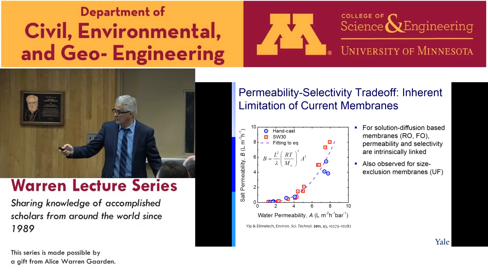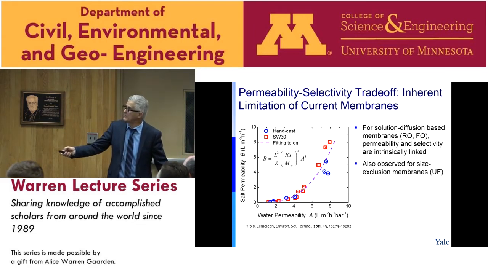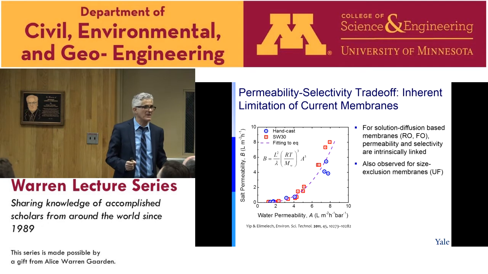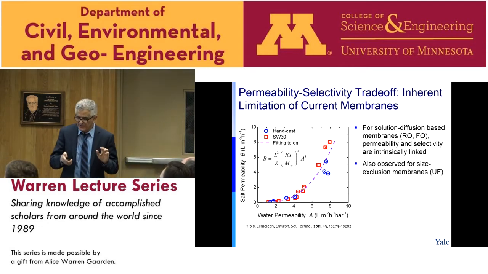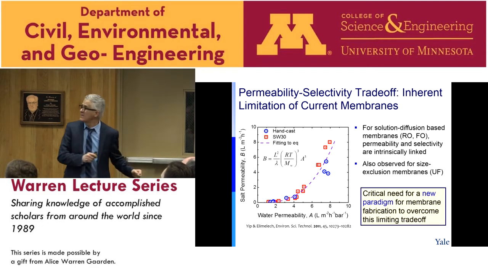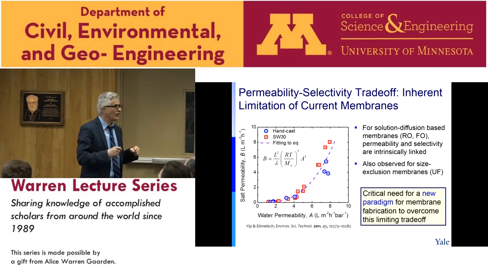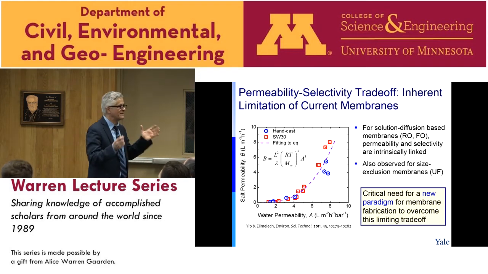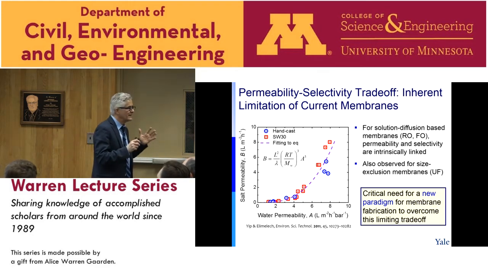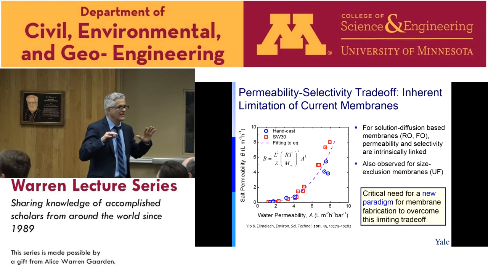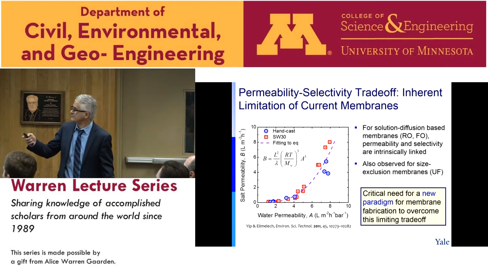Or at the other end, if you want higher water permeability, more salt will go through the membrane. This is really an inherent limitation, and we need to think now about a completely new paradigm that overcomes this permeability-selectivity trade-off. It's a long-standing trade-off that many people have tried to overcome, especially in gas separation, and we don't have a solution to it.